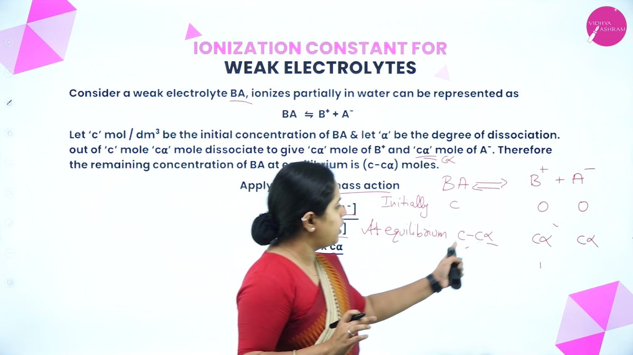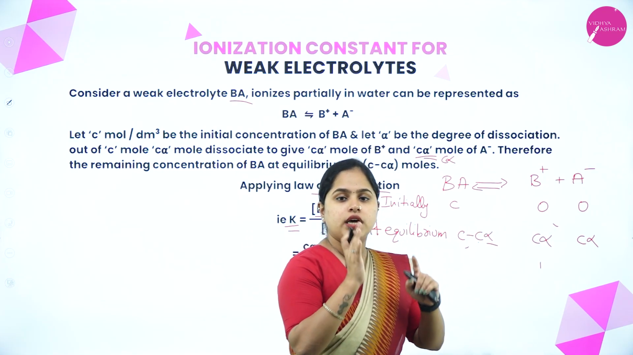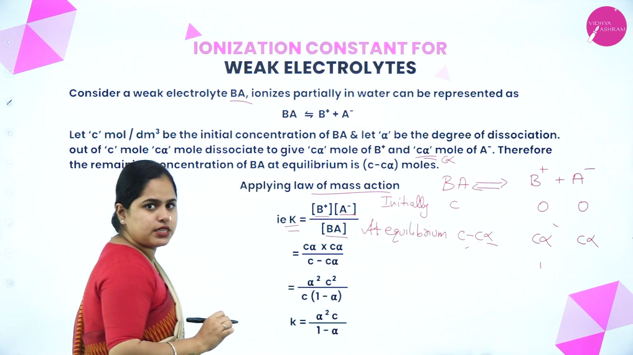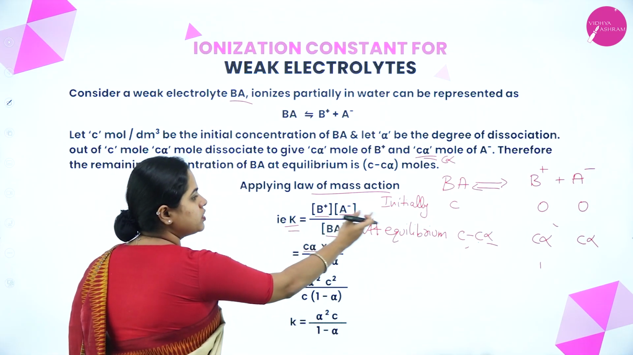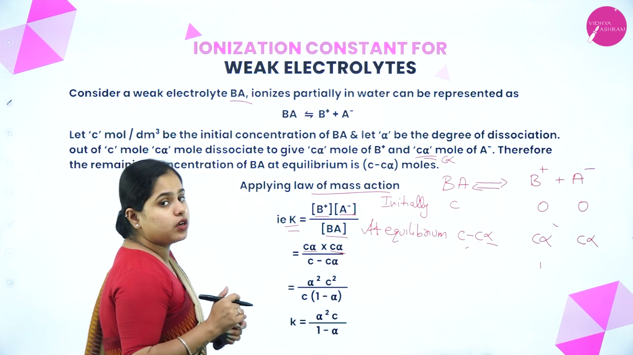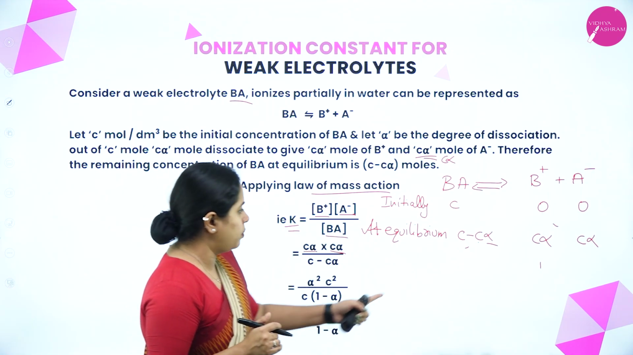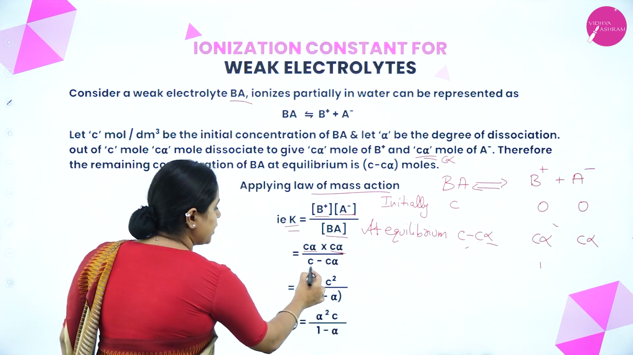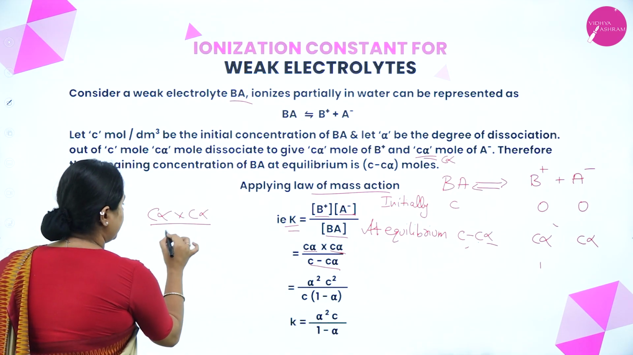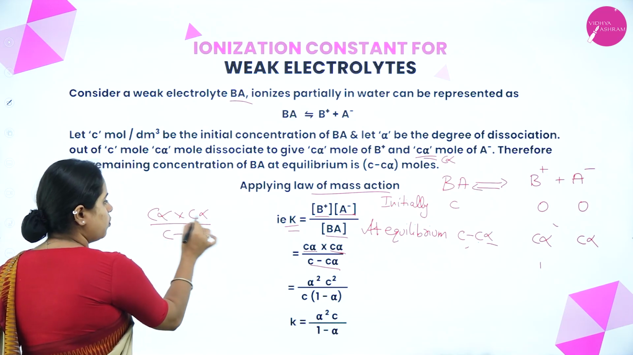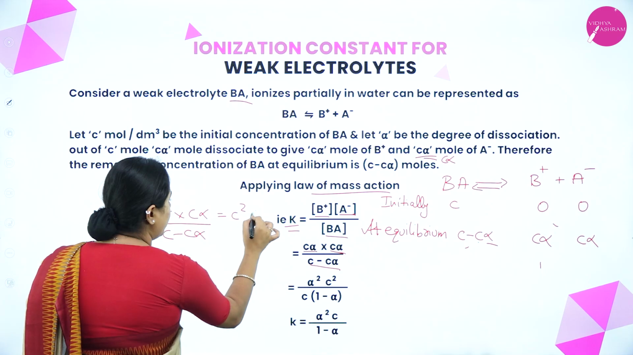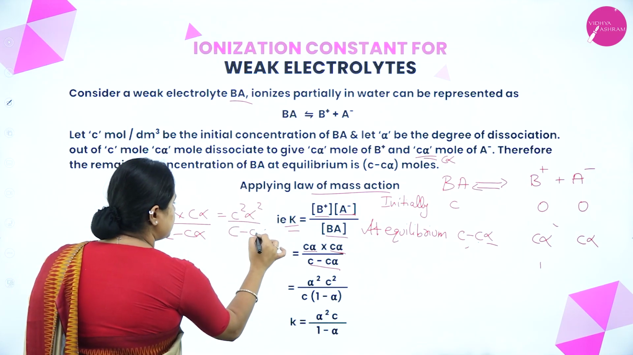So now we already know from this equation what the concentrations are, and we are going to substitute here. What is the concentration of B plus at equilibrium? C alpha. What is the concentration of A minus at equilibrium? It is C alpha again. Now what is the concentration of BA at equilibrium? It is C minus C alpha, right? So it is C alpha into C alpha divided by C minus C alpha. So what does this part become? C into C and alpha into alpha. So it is C square alpha square divided by C minus C alpha.